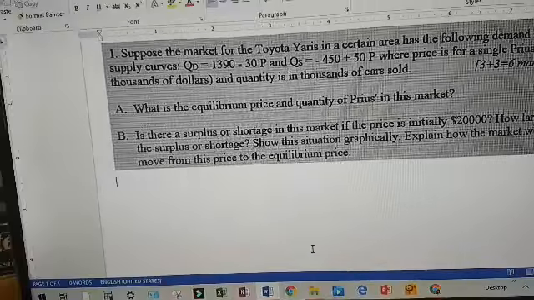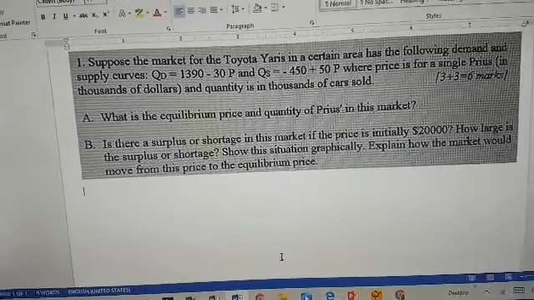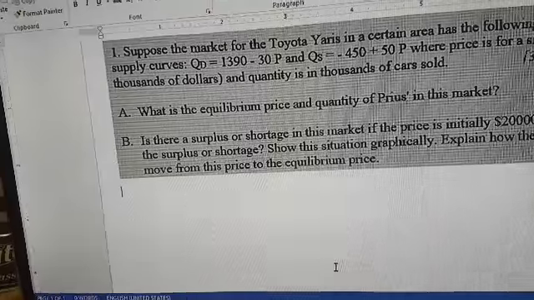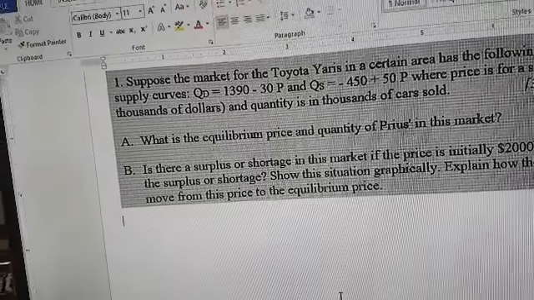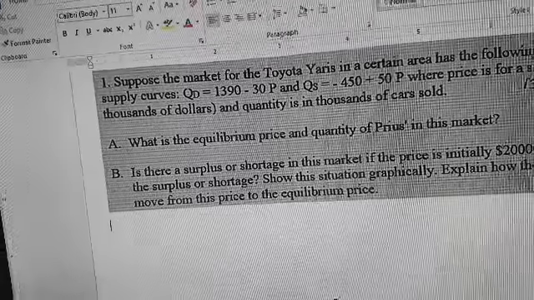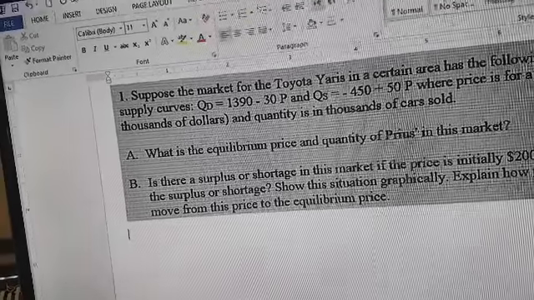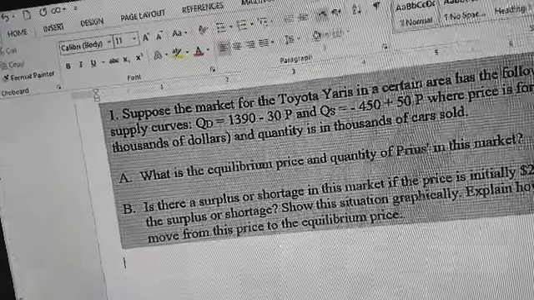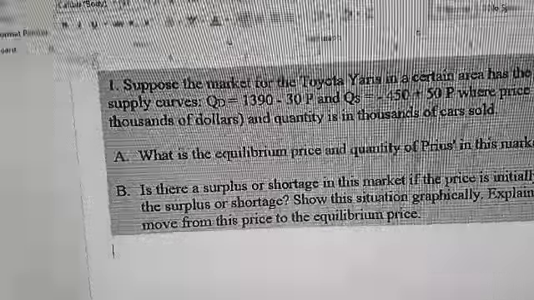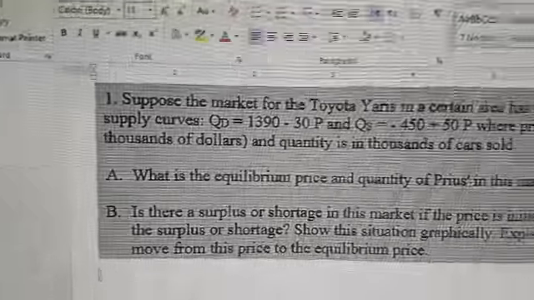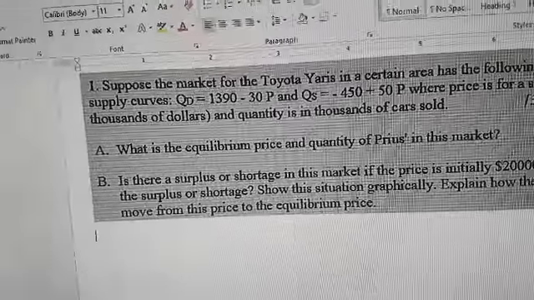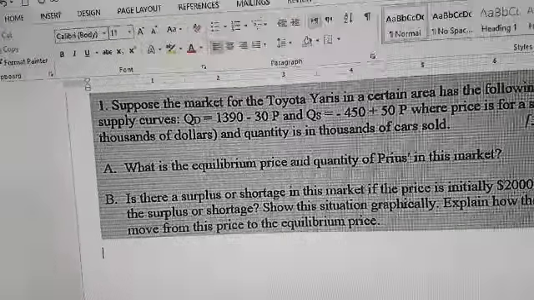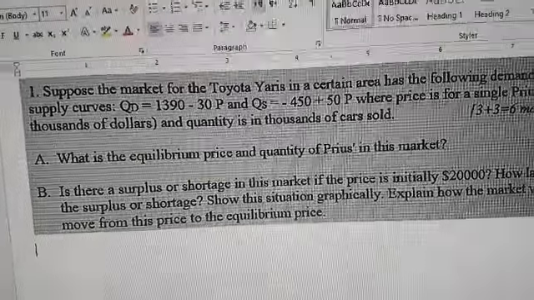Yeah, I'm trying to solve here one of the questions that a parent has asked me to help her with. And this is about equilibrium price and quantity of Prius in the market. So this is about Toyota Yaris, as you can see from the problem. And there are two equations here. We have to get the equilibrium price and equilibrium quantity.